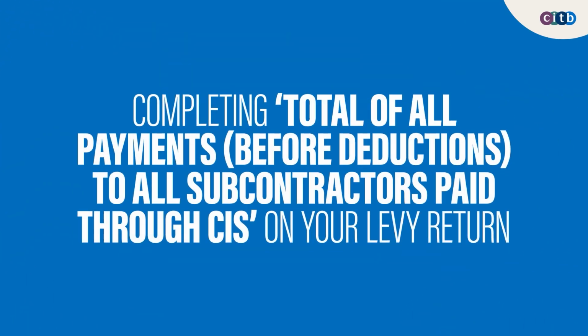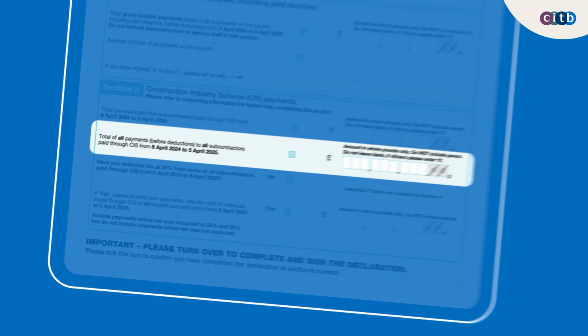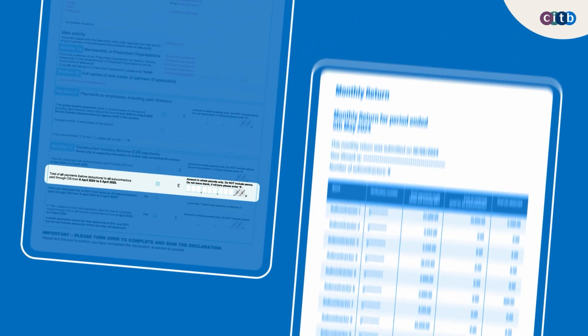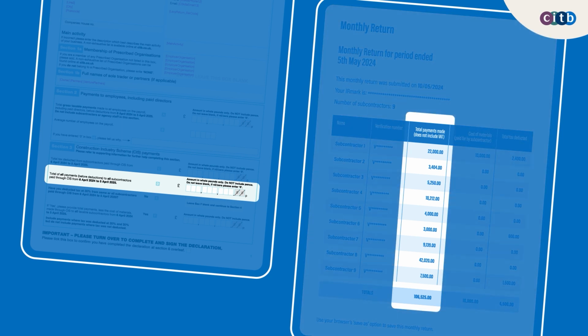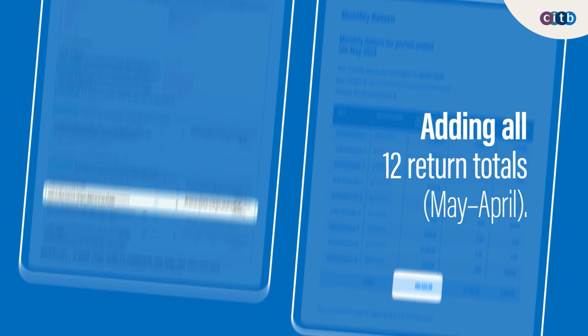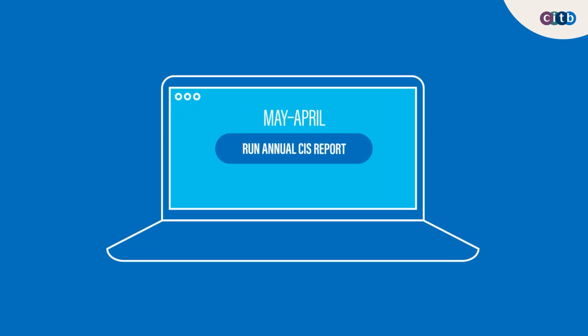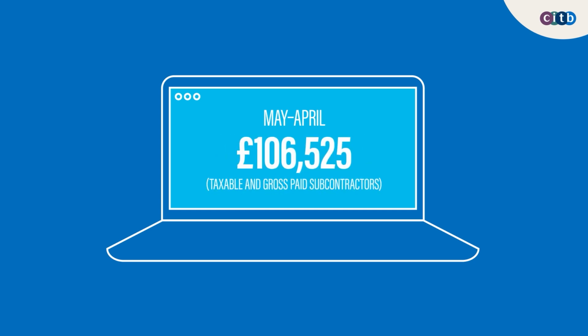Completing total of all payments before deductions to all subcontractors paid through CIS on your levy return. The total figure can be found or calculated by using the CIS 300 HMRC monthly returns' total payments made, does not include VAT, column, adding all 12 return totals. The figure should include both taxable and gross paid subcontractors. This figure may also be found by generating a report from the computer software you use to file your CIS returns directly to HMRC.